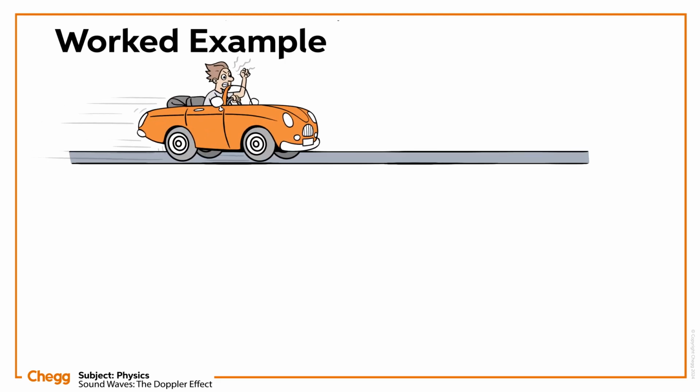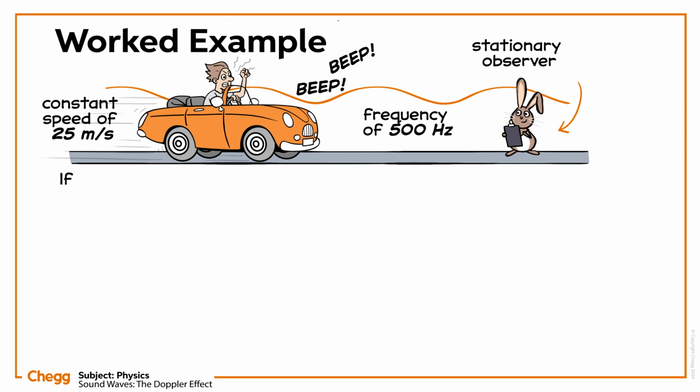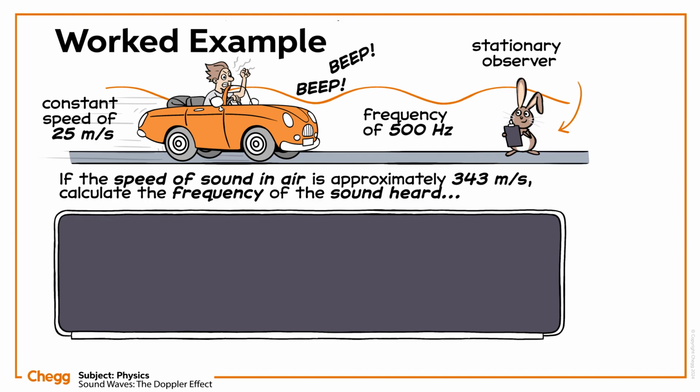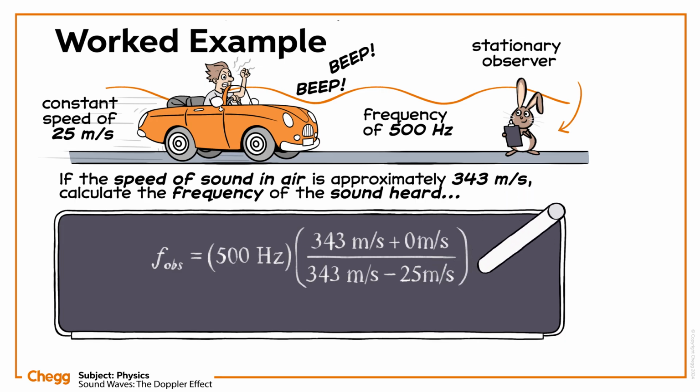Say a car travels at a constant speed of 25 meters per second towards a stationary observer. The car's horn emits a sound wave with a frequency of 500 hertz. If the speed of sound in air is approximately 343 meters per second, calculate the frequency of the sound heard. Let's plug those values into the equation. Since the source is moving toward the observer, the source velocity is positive. The observer is at rest, so they have no velocity. Solving for F_OBS, the apparent frequency the observer hears is 539 Hz.